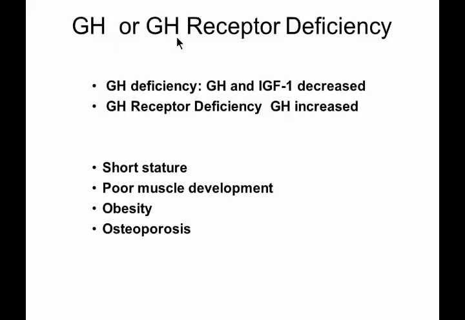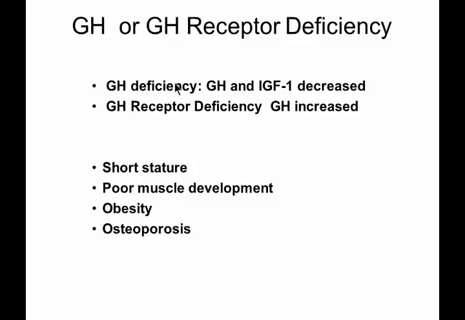So we can start from the cortex with emotional deprivation all the way through the pituitary as causes of growth hormone deficiency. We can get a very similar phenotype if we have a growth hormone receptor deficiency, right?